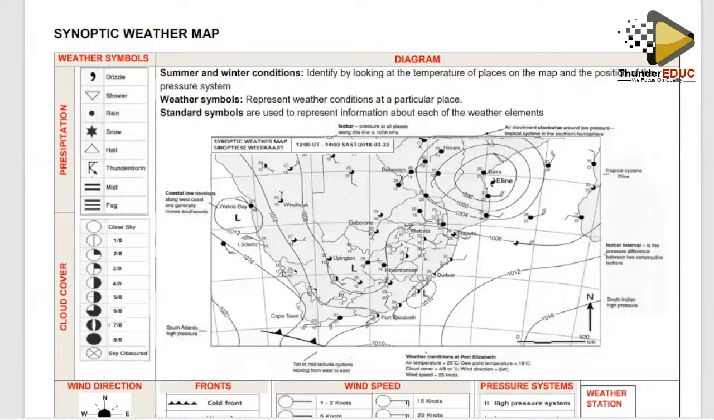Good day, learners. Welcome to our geography discussion on synoptic weather maps. All right. When you're talking of synoptic weather maps, this is basically a geographical concept which is applicable in the FET phase.